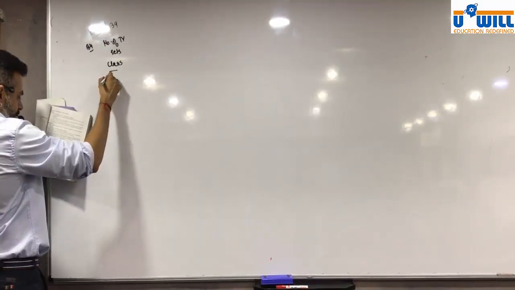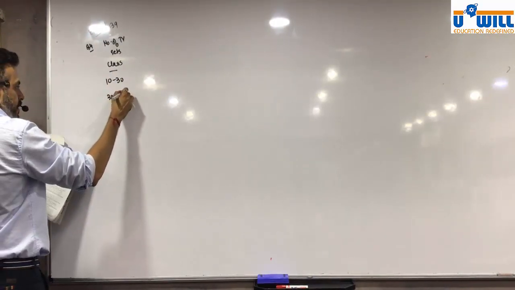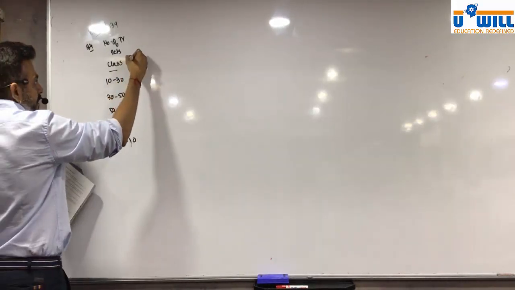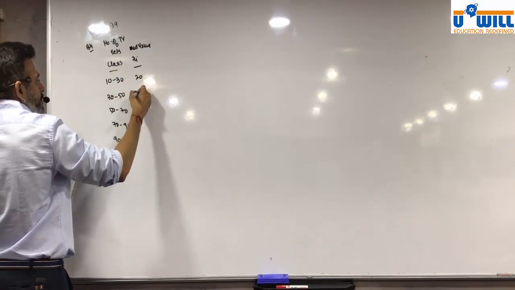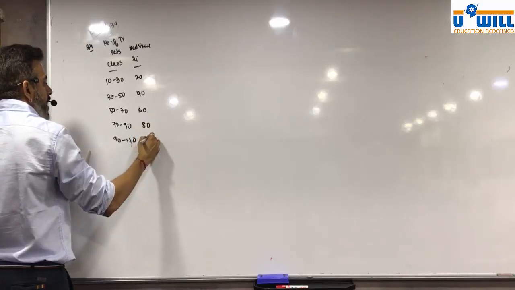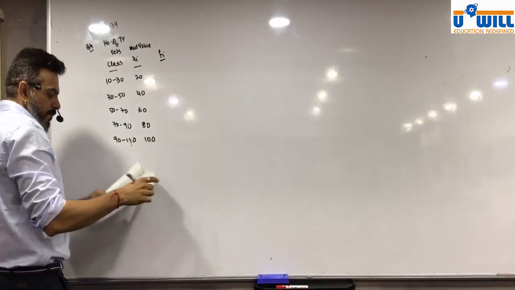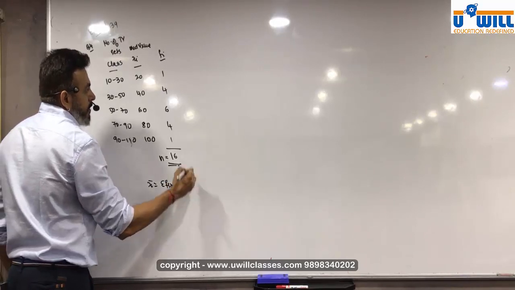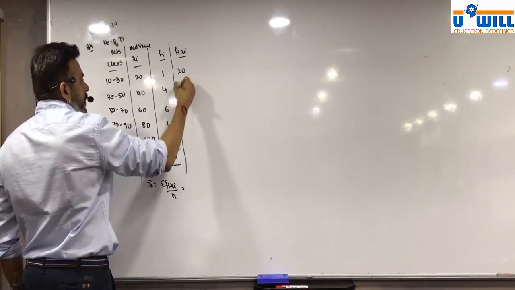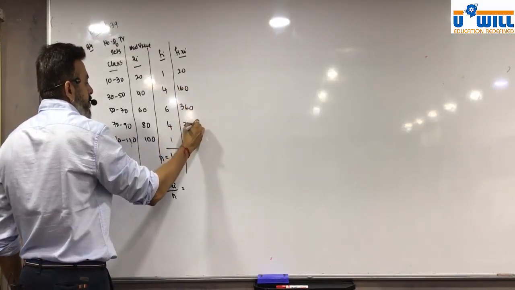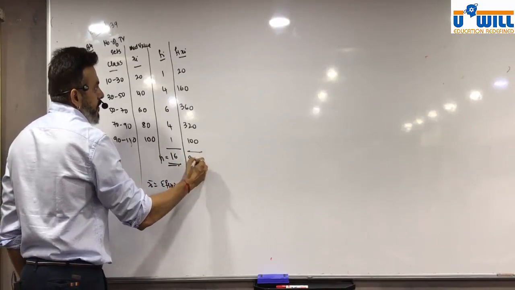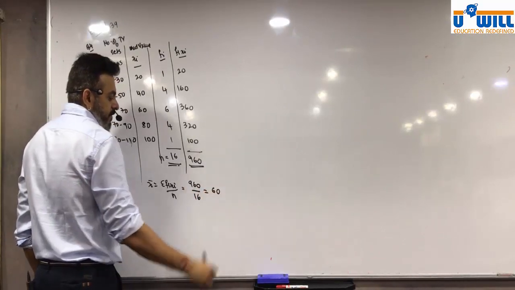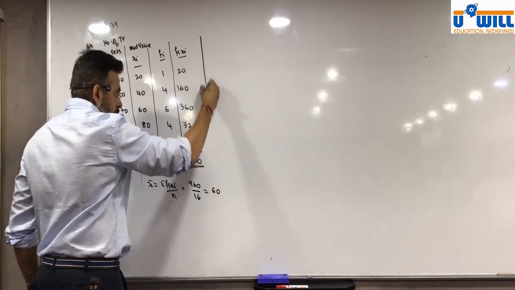Number of TV sets: 10 to 30, 30 to 50, 50 to 70, 70 to 90, 90 to 110. Before we write xi, the mid values: 20, 40, 60, 80, and 100. Frequency fi: 1, 4, 6, 4, 1. First, we have to find the mean. X bar is equal to sigma fi xi upon n. So find out fi into xi: 20, 160, 360, 320, 100, total 960. Find out mean first: 960 upon 16 is 60.